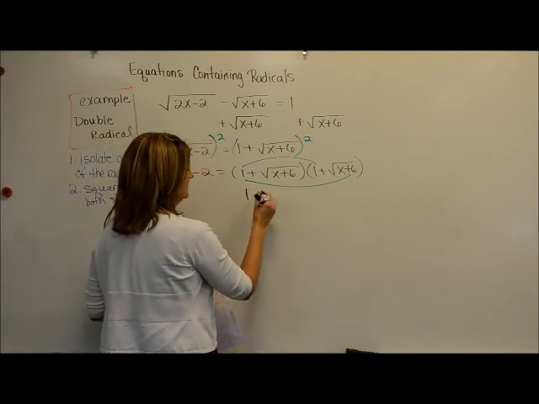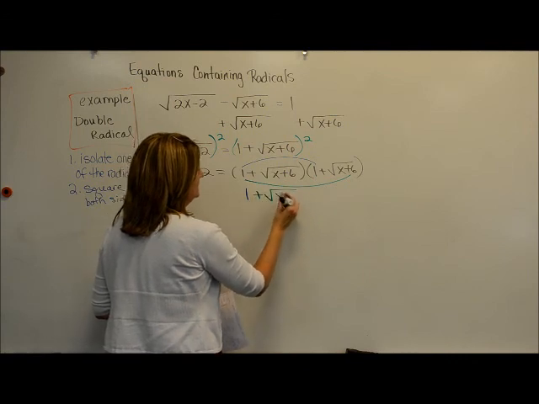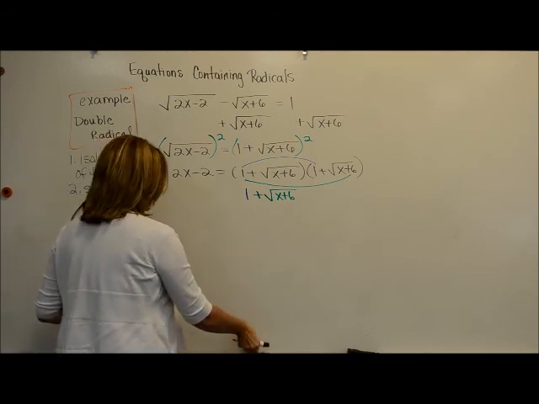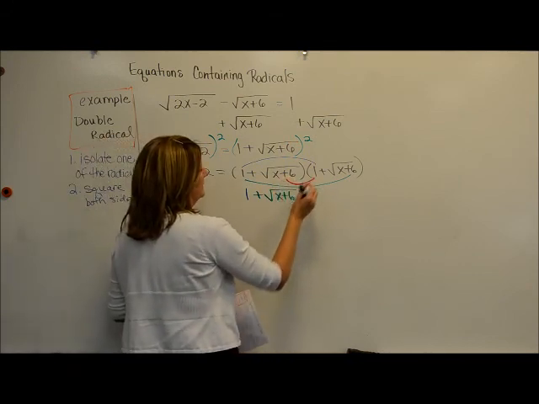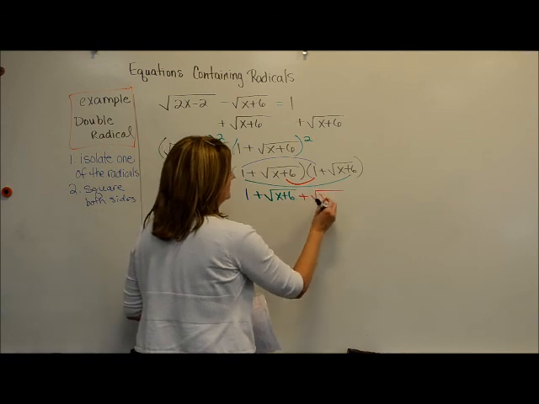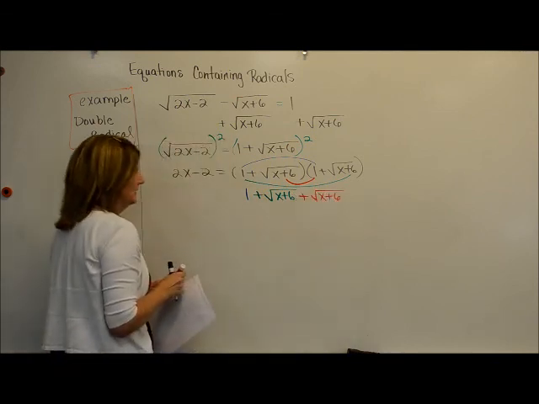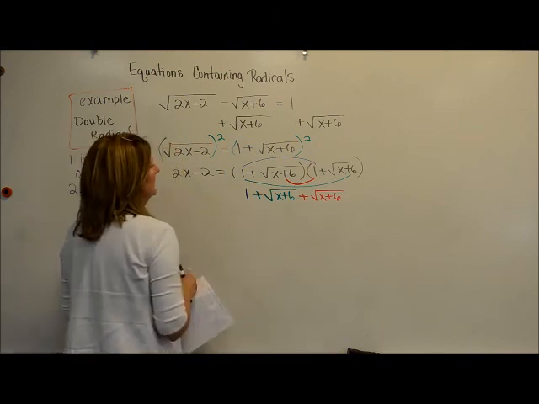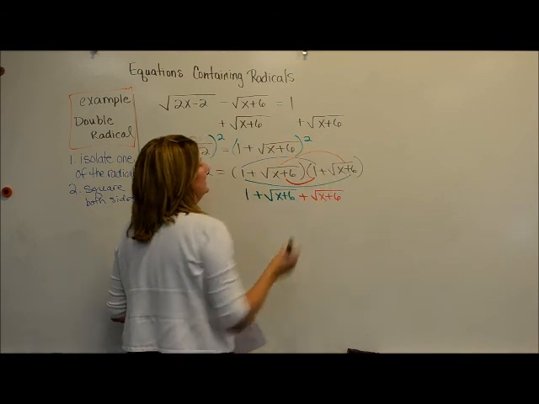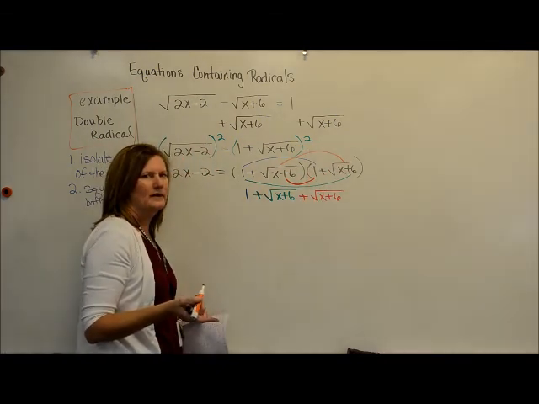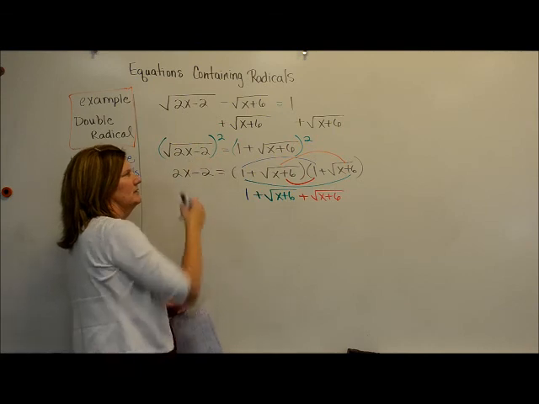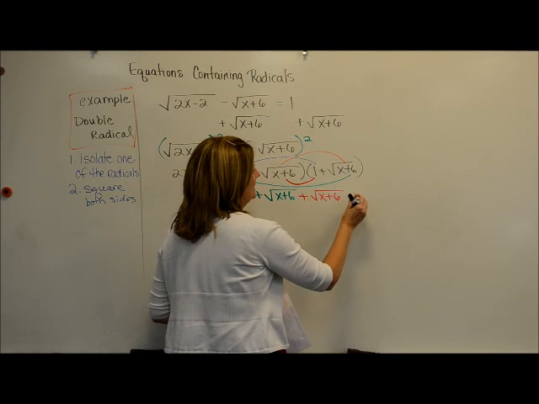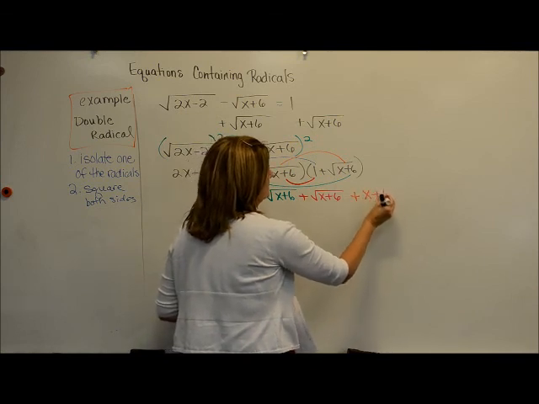Plus square root x plus 6, right? Because it's 1 times square root x plus 6. That gives me x plus 6. Inner, so that's plus square root x plus 6, right? And last, here I have square root x plus 6 times square root x plus 6, which is really just like doing this. So square root x plus 6 times square root x plus 6 is going to give me a plus, and isn't that great, x plus 6.